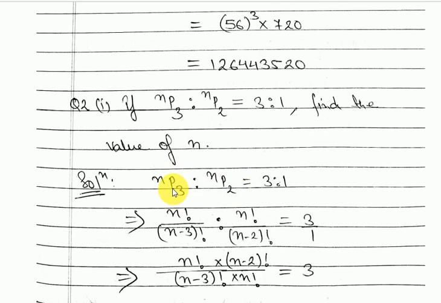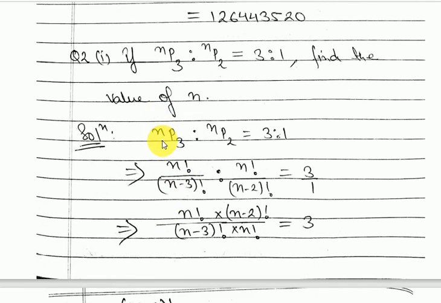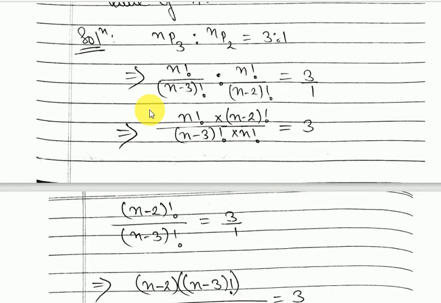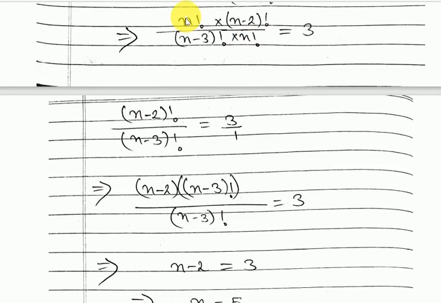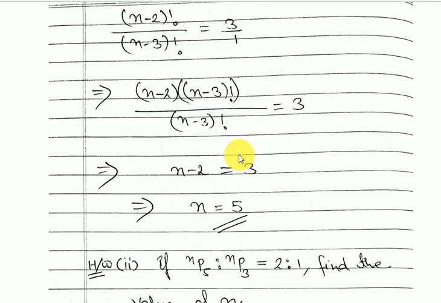So here nP3 is to nP2 equal to 3:1 implies, here we know that nP3 means factorial n upon factorial n minus 3, and nP2 means factorial n upon factorial n minus 2, equal to 3:1, which means 3 upon 1. Now you simplify this, the second part will come in division, so we can write factorial n, and here factorial n will get cancelled. You are left with factorial n minus 2 upon factorial n minus 3 equal to 3 upon 1.